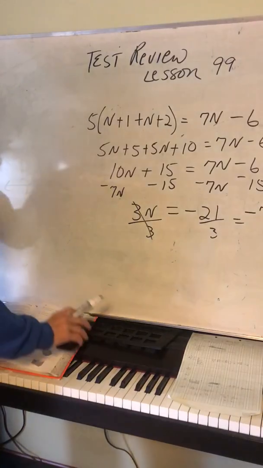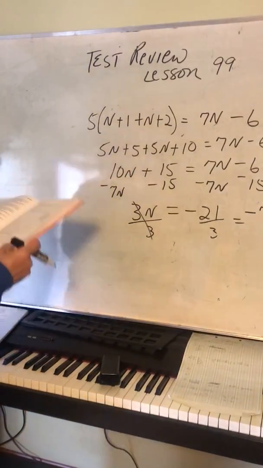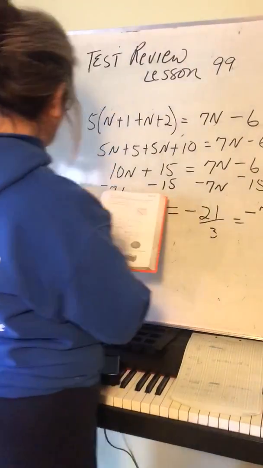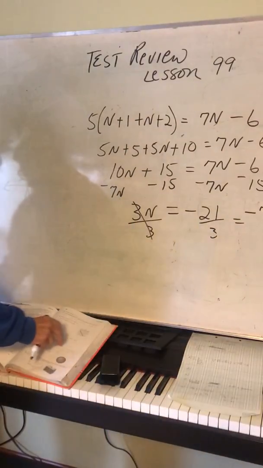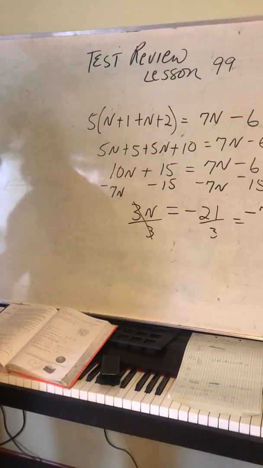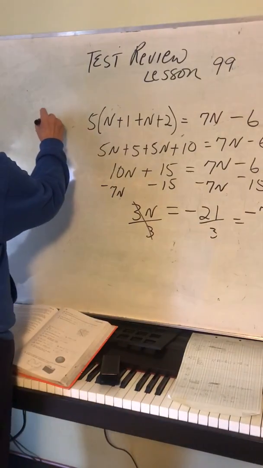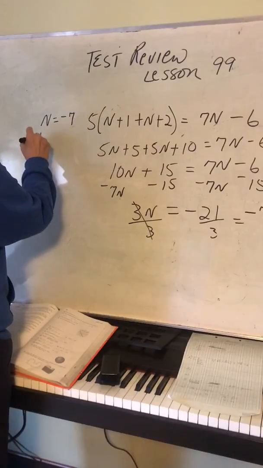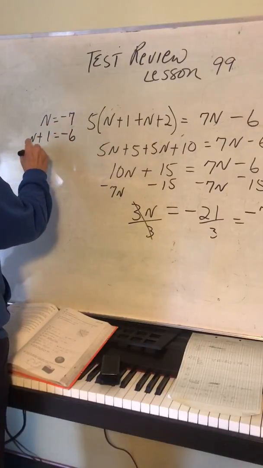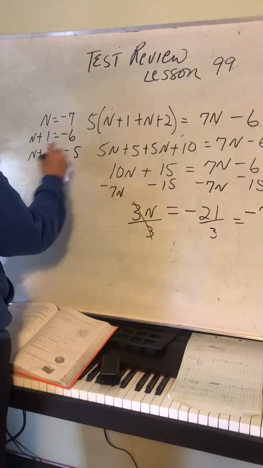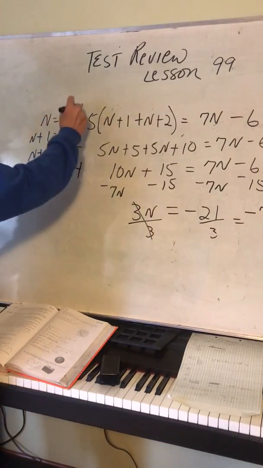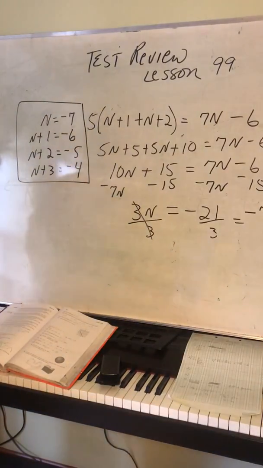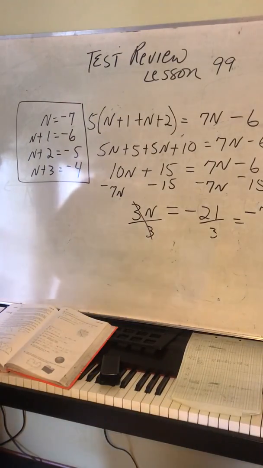Okay, that's one of your answers, but you need to solve for all of them. So the next one is going to be, if your answer is negative 7, then your next 3. So you're going to have n is equal to negative 7, n plus 1 is equal to negative 6, n plus 2 is equal to negative 5, and n plus 3 is equal to negative 4. So these are the answers they're looking for right here, the consecutive integers for this problem.